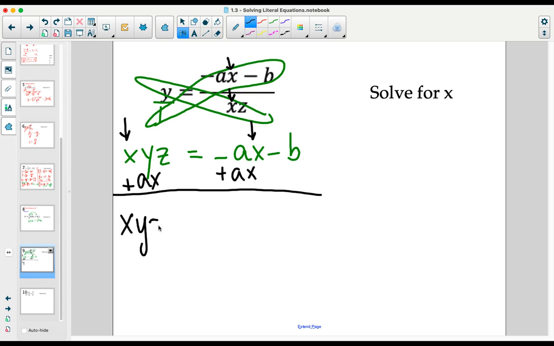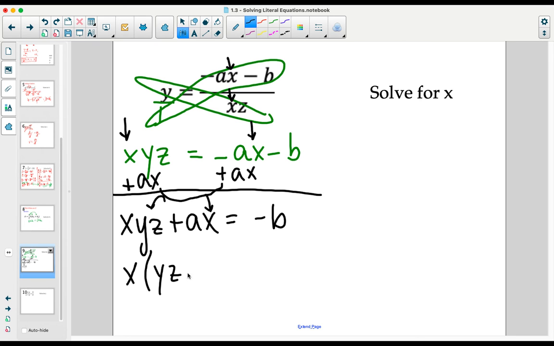We had x, y, z. We're going to add that ax over that was on the right, leaving us with negative b alone by itself on the right. The reason that we do this, and that we get both occurrences of the variable on the same side, is so that we can look at these two terms. Notice that those two terms have an x in common. Because they have a factor in common, that common factor can be factored out from both of the terms.